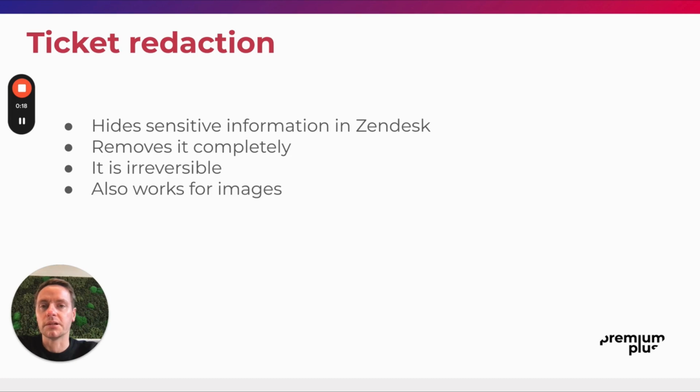It removes it completely from Zendesk, so it's not findable in search anymore, and it is irreversible. So once redacted, you will never be able to find it again or make it appear again. Good to know that it also works for images that were sent as attachments in tickets.